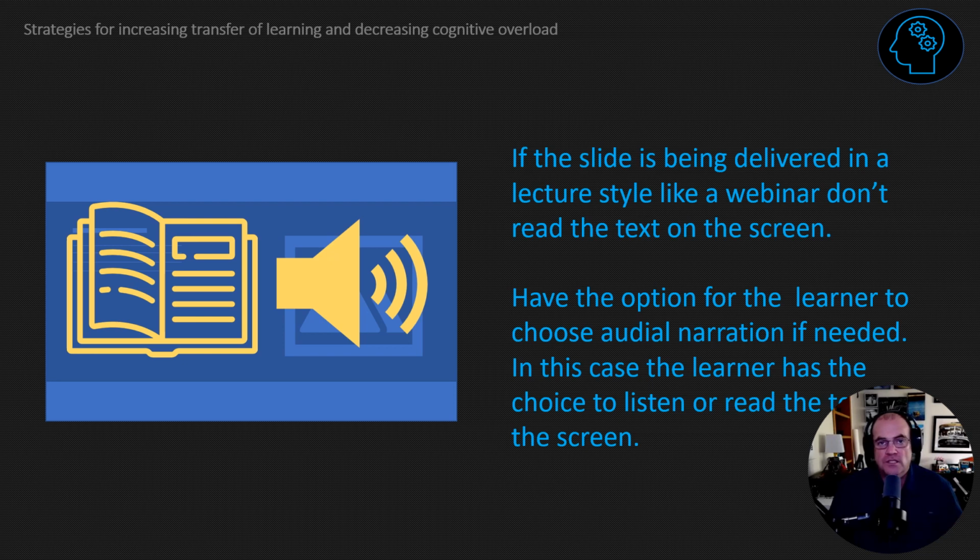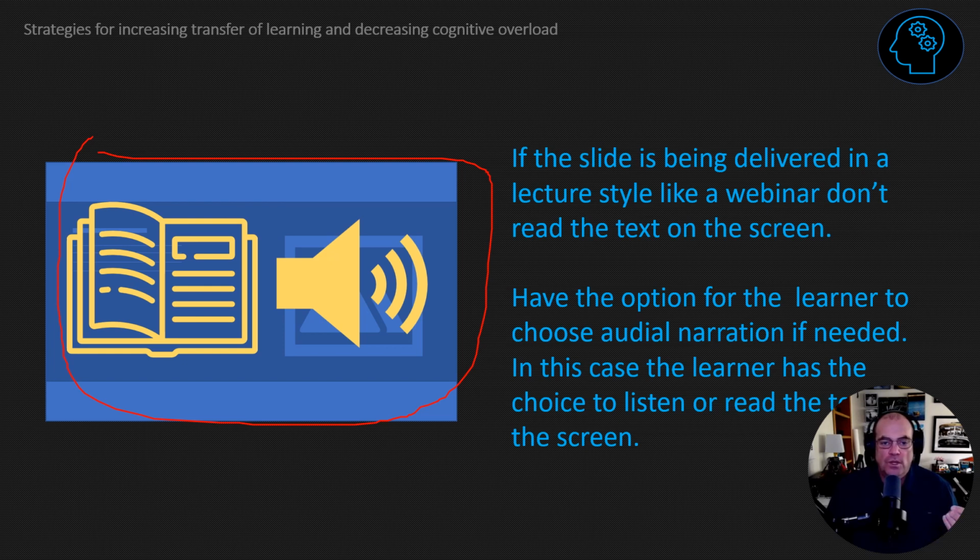So if a slide is delivered in a lecture style, like I am doing now, or if I'm standing up face to face, what I don't want to do is read the slide to the people. Let's be very clear, it's hard for people. You have two language centers. Either you're going to listen to decode the language or you're going to read to decode the language. You're not going to listen to the instructor and read the slide at the same time.